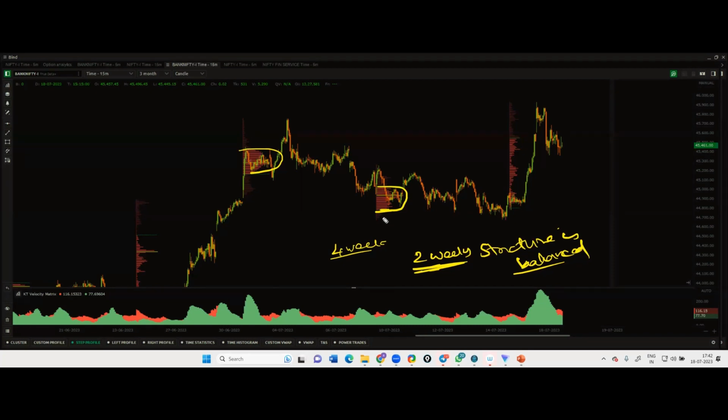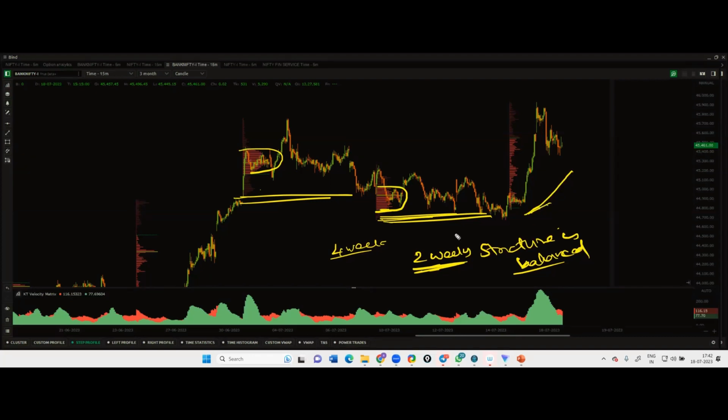So if you see such a structure forming on 2 weeks, this is your week one, this is your week two, you could see the kind of move that markets are giving at this point of time. You could see the magnitude of the strong move that culminated in the current week.